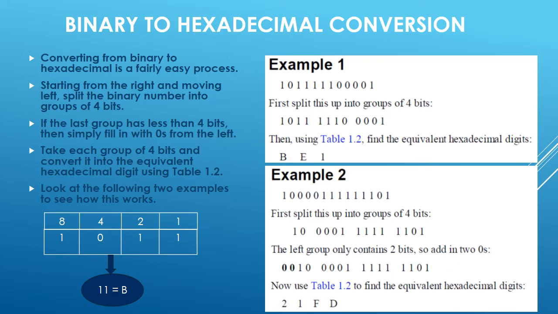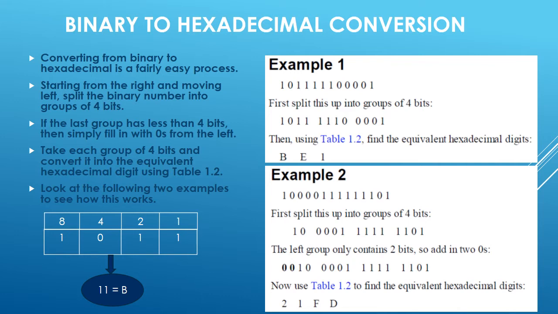Binary to hexadecimal conversion. Converting from binary to hexadecimal is a fairly easy process. Starting from the right and moving left, split the binary number into groups of 4 bits. Then if the last group has less than 4 bits, you can simply fill in with zeros from the left. That is not going to change the number but will complete the group. Take each group of 4 bits and convert it into the equivalent hexadecimal using table 1.2 that we discussed in the previous slide. So here we are given 2 examples.